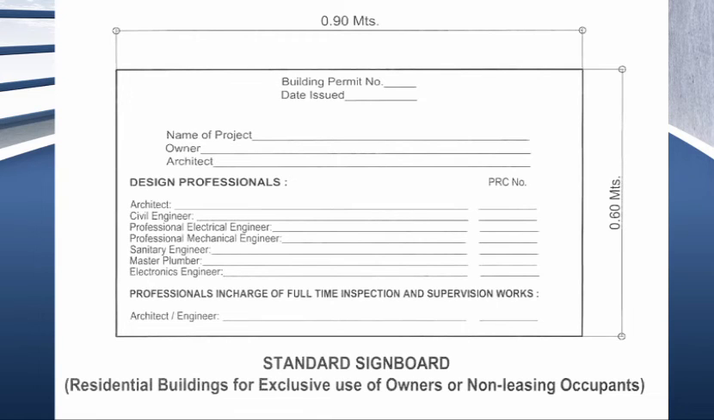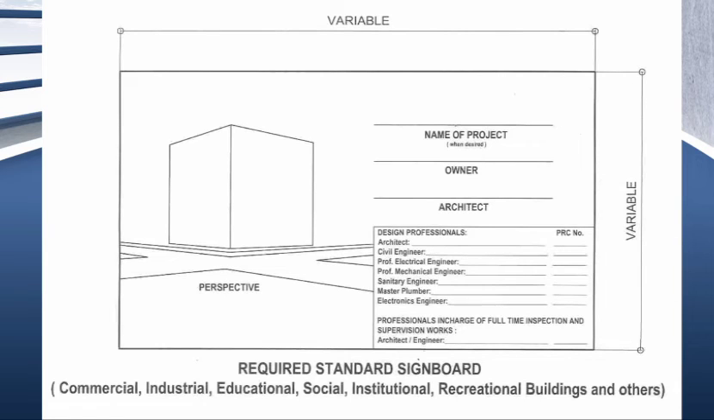As for this picture, it shows another building permit sign, but this includes a perspective of the building or the structure. And the building permit sign or the required standard signboard includes the name of the project, but it is optional when desired. The owner, the architect, the design professionals, and the professionals in charge of full-time inspection and supervision works, like who is the architect or the engineer.